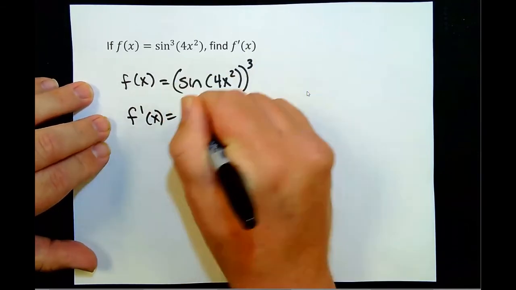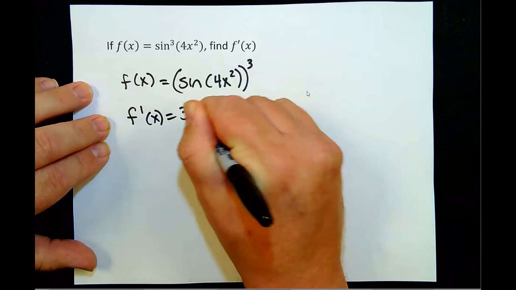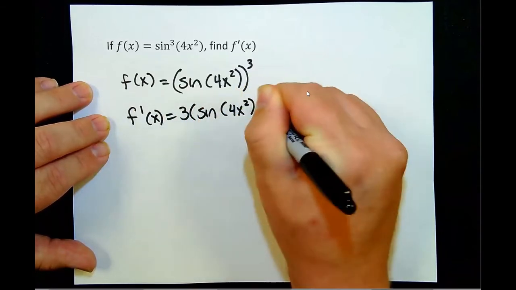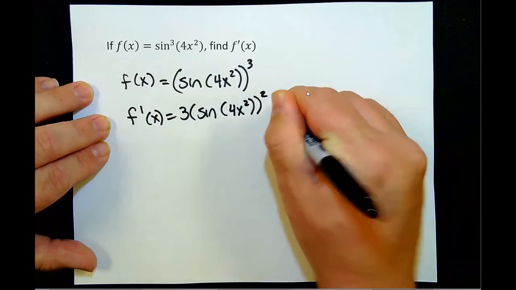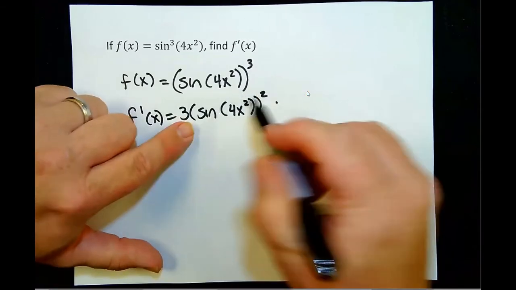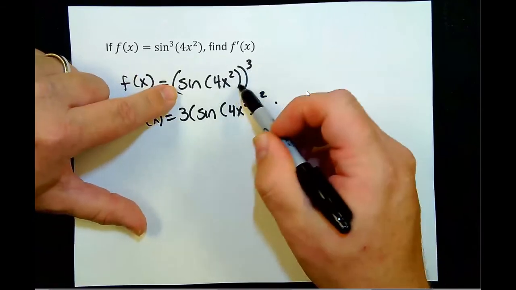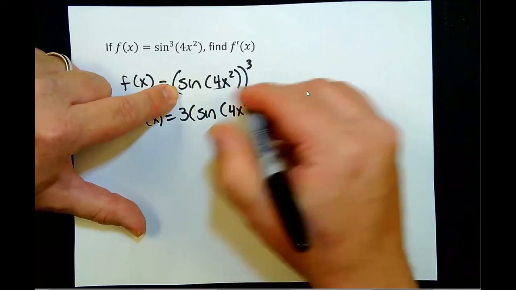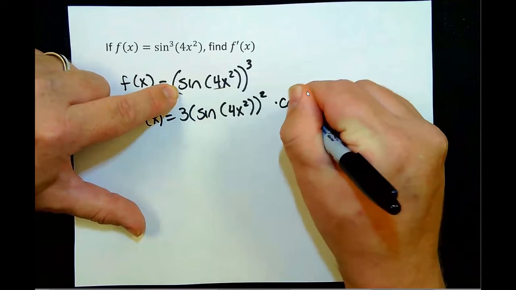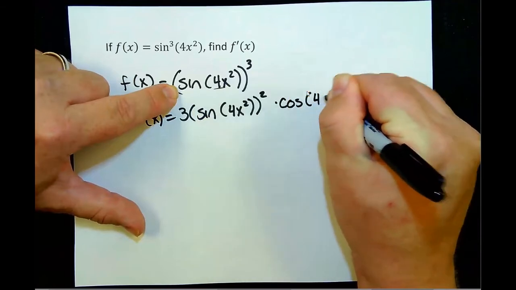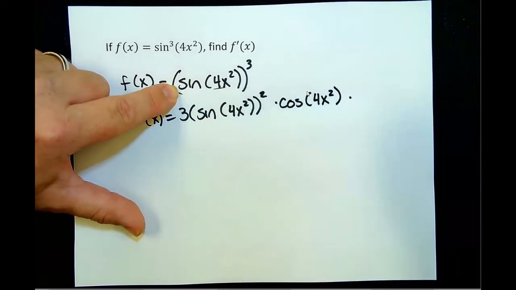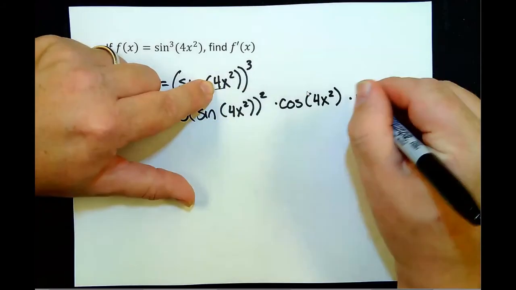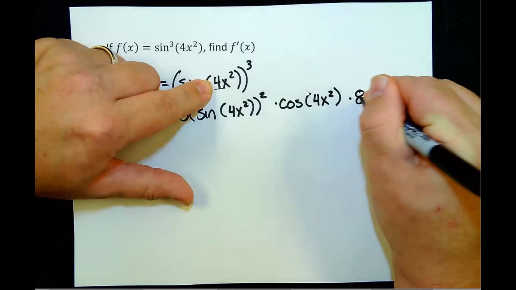So I do the derivative of the outside times the derivative. So I did the derivative of the cube. Now I got to do the derivative of sine 4x squared. Well, the derivative of sine is cosine. Don't change the inside. And then I have to do the derivative of the inside. 4x squared's derivative is 8x.